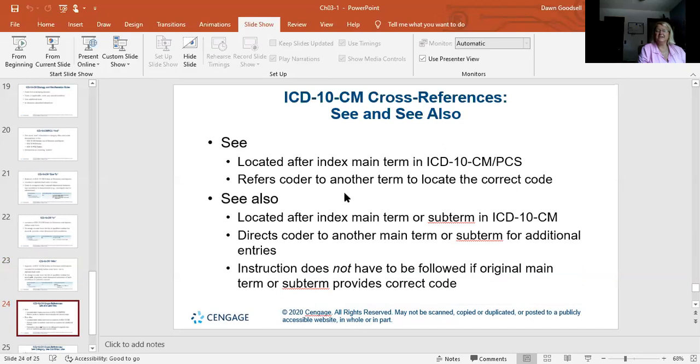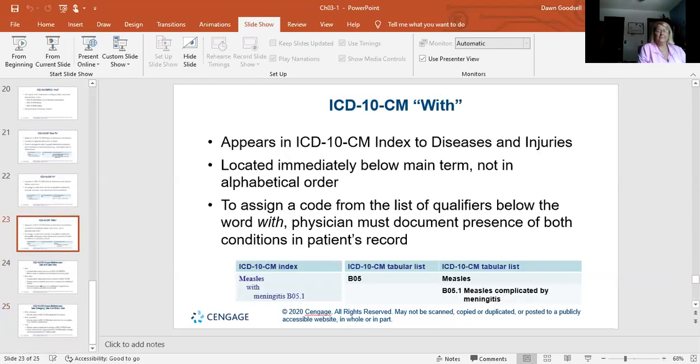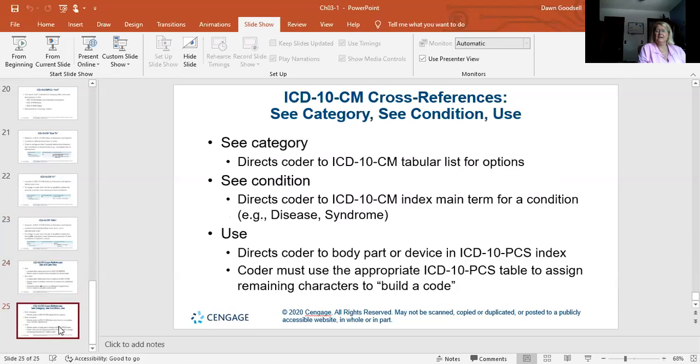Okay, cross references: "see" and "see also." Now this one's tricky because this is the alpha section. If you're looking up something and you get to the point where it says "see" or "see condition," that means you don't go to condition. It means you have to find another main term to look up because this one's not working for you, okay? So that's what it means. Okay, good, awesome. We got that done.